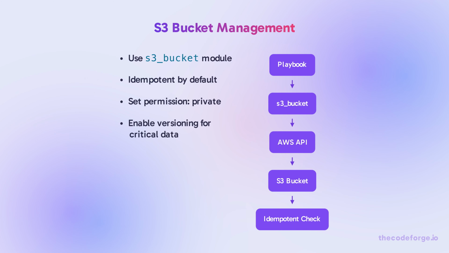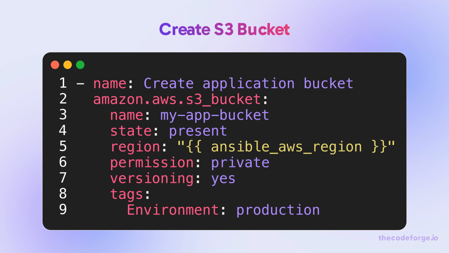The S3 bucket module is idempotent. If the bucket exists and you own it, it reports OK. Always set permission to private to avoid public access. Enable versioning for critical data. This task creates a simple storage service bucket with private permissions and versioning enabled. The module is idempotent. Running it again will not create a duplicate.